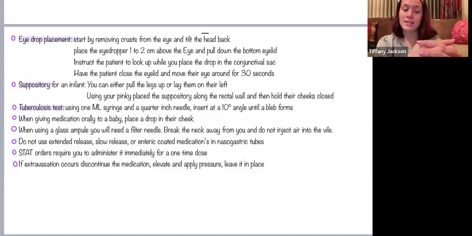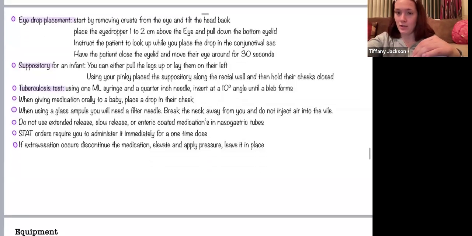If you ever have a stat order, you're going to administer the medication immediately, and it's going to be for a one-time dose. If extravasation occurs when you're giving an IV medication, first thing is we discontinue the medication, we stop the infusion, then we're going to elevate and apply pressure. We're going to leave the IV and everything in place.